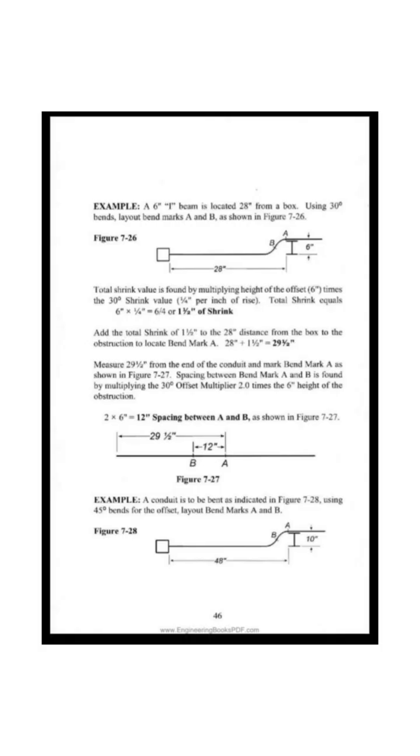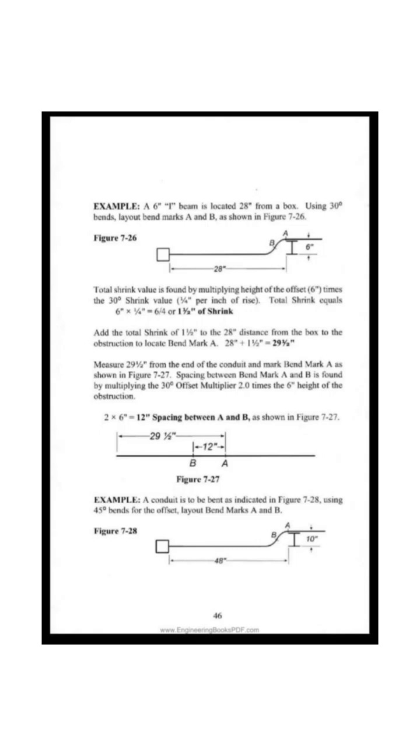Spacing between bend marks A and B is found by multiplying the 30 degree offset multiplier, 2.0, times the 6 inch height of the obstruction. 2 times 6 equals 12 inches spacing between A and B, as shown in Figure 7-27.